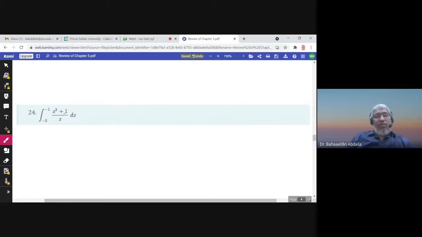Well, I cannot take u as z here, it doesn't do anything. And I have z squared plus 1. So the best way to deal with this problem is just to distribute the denominator over the numerator. So z squared over z plus 1 over z. So it would be z plus 1 over z.